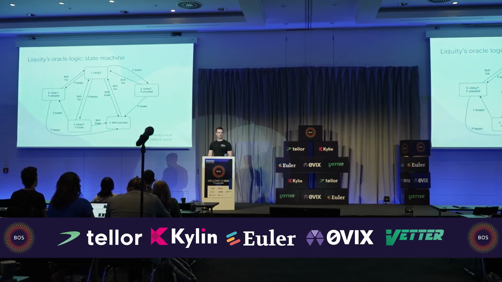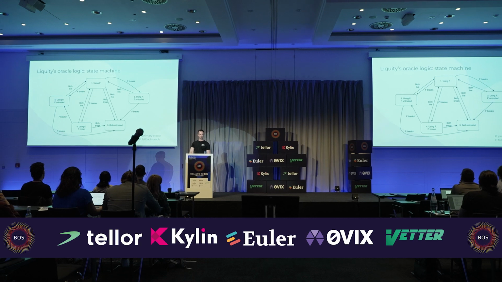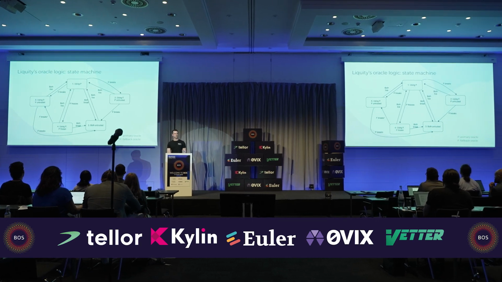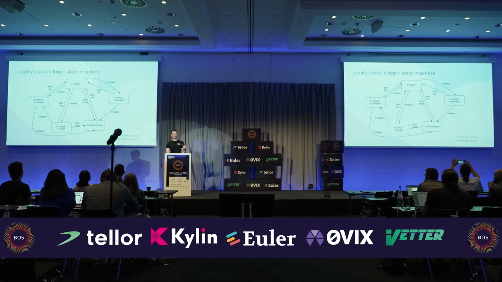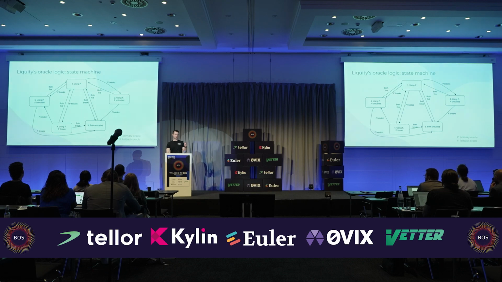Okay, so this is the Liquity Oracle Logic state machine. These are the states that the Oracle component of Liquity can go through. It starts off in state 1 using the primary. If something bad happens, it freezes or breaks, then Liquity will switch to using the fallback oracle.